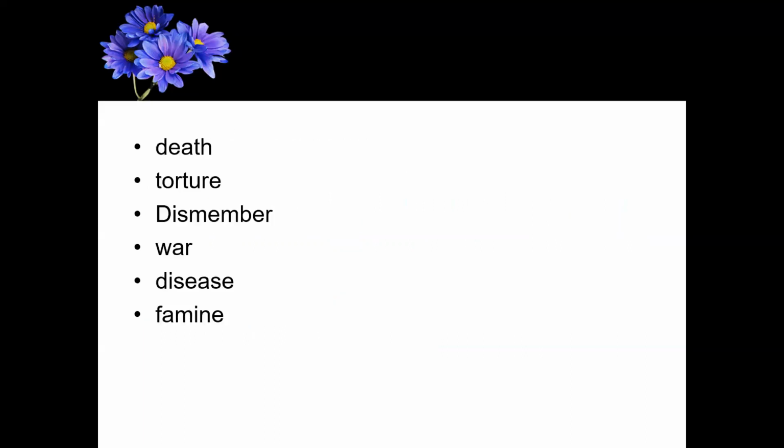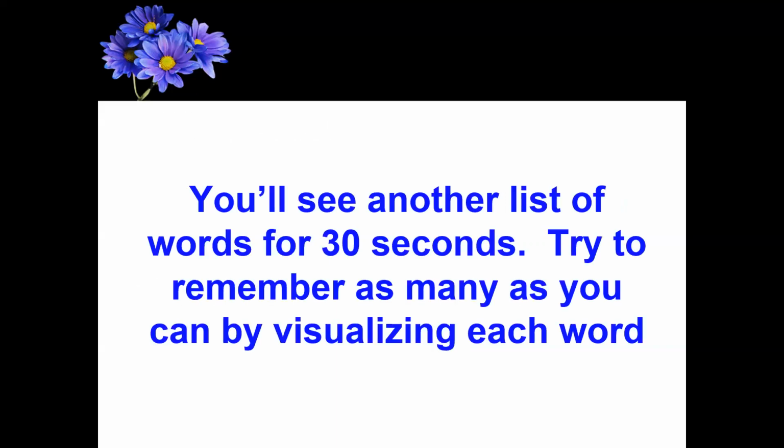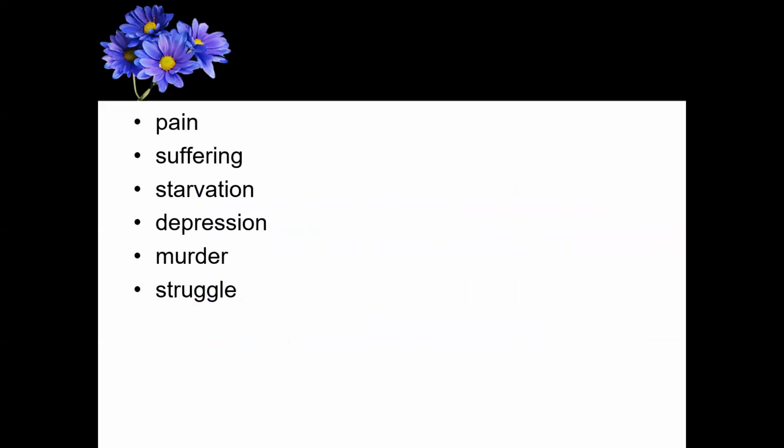Then they're going to see another list, try to remember as many as they can by repeating them in their head, but they're going to be negative words. Write them down. And then they're going to see another list of words, try to remember as many as they can by visualizing each word. And now these are again going to be negative words. Write them all down. So that's what it's going to look like.